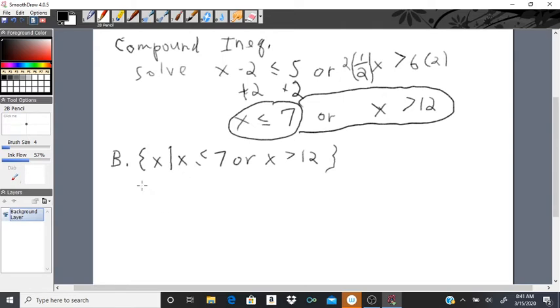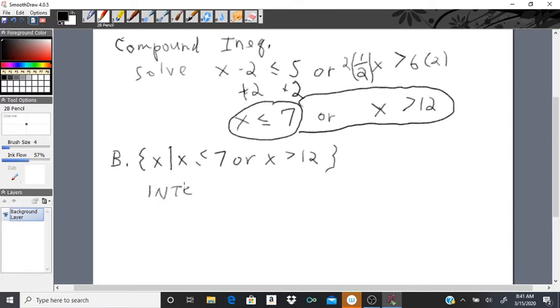But here's the more important one. We talked about this a little bit before in video number 2, I believe. It's called interval notation. Let me write that down.